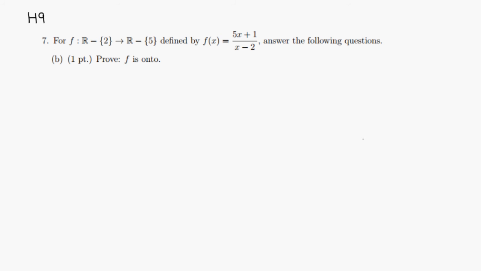All right, let's look at homework 9, problem number 7. We want to show this rational function is onto. So let's do that. Let's write down the definition.